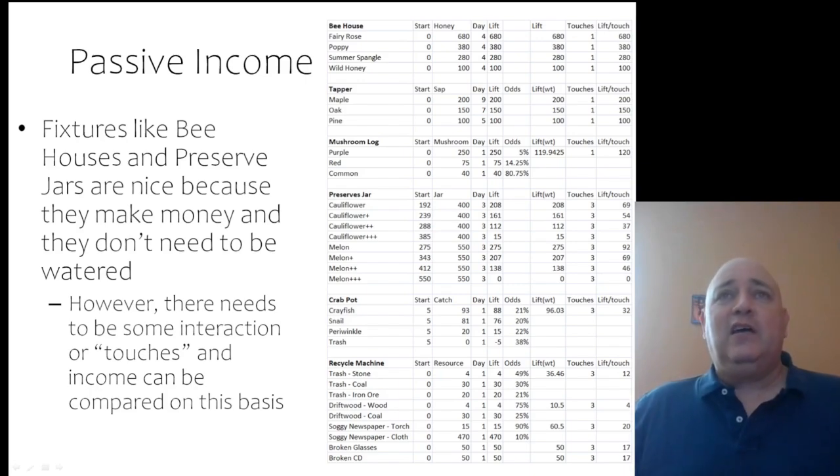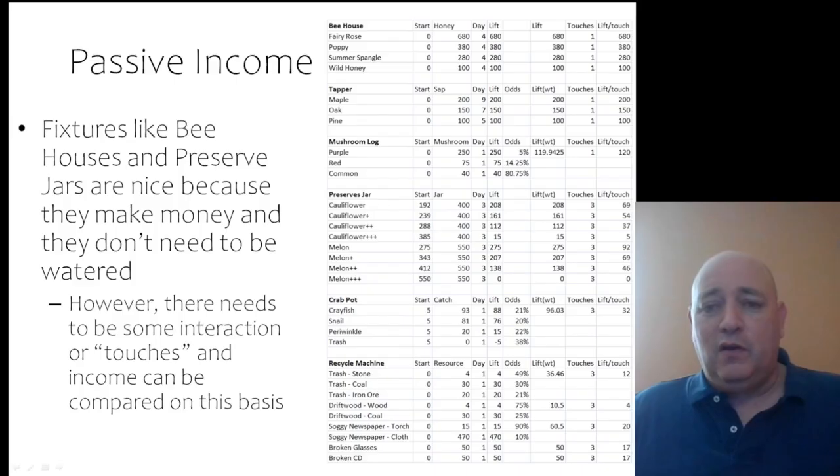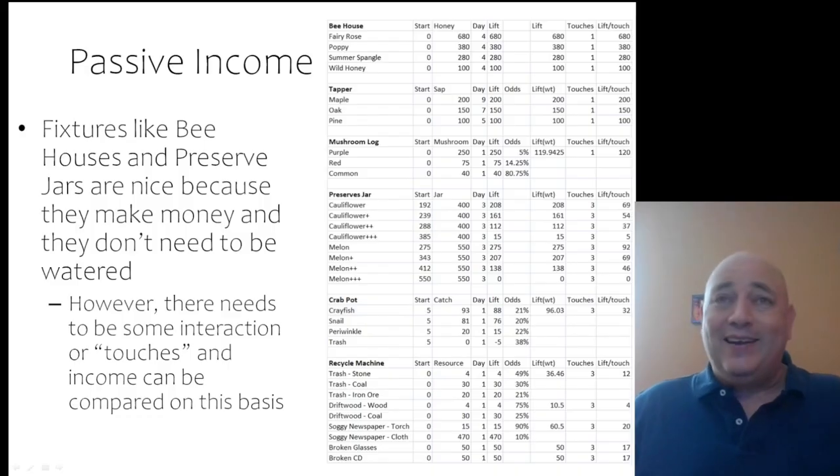So we only touch the bee house once. We don't load it with anything. We don't look in a chest to get anything for it. So it's just straight one touch, and for that one touch we get 680 for fairy rose honey, 380 for poppy honey. We didn't do the summer, but let's say next summer it's going to be summer spangle, 280, or just wild honey is 100. That's good return.